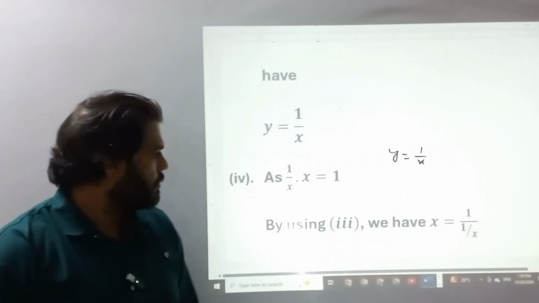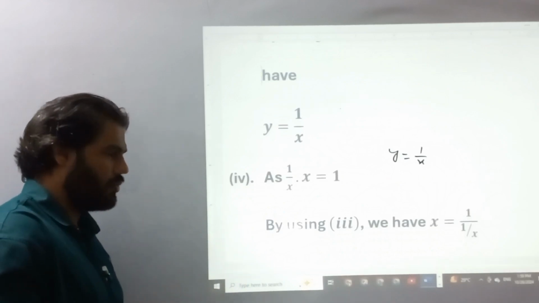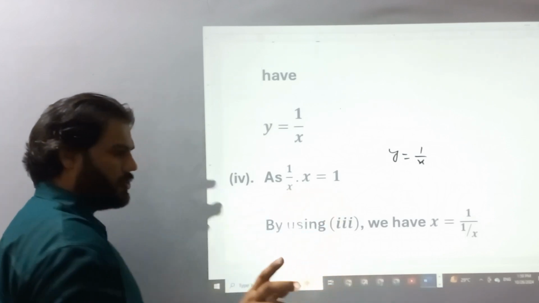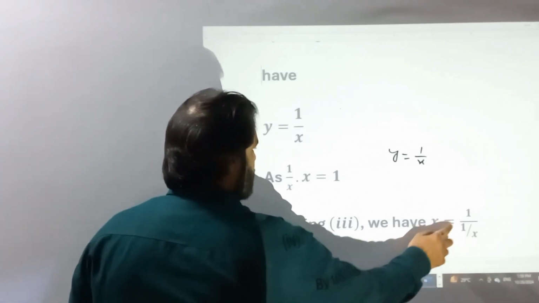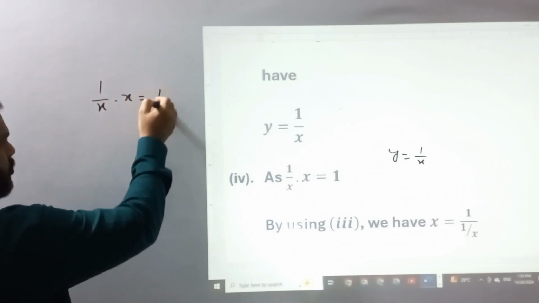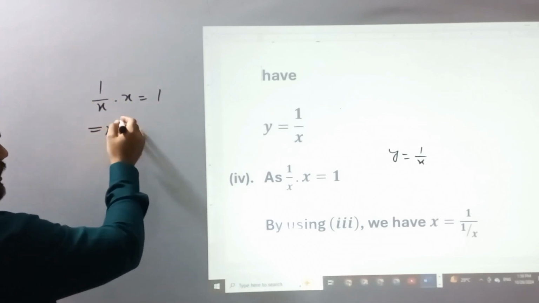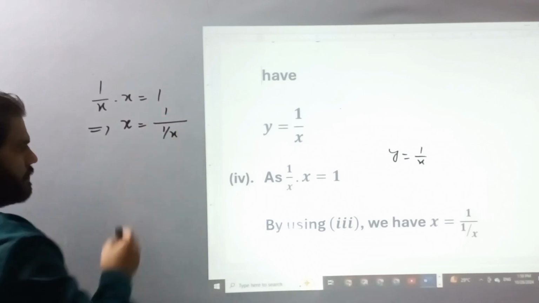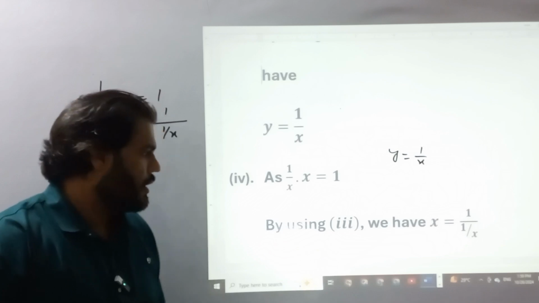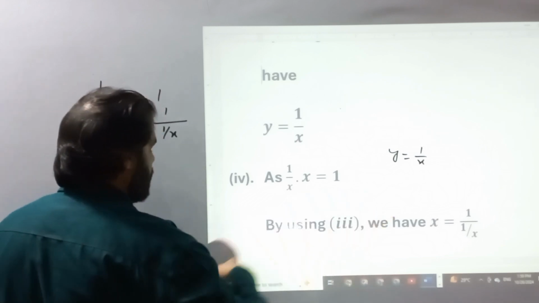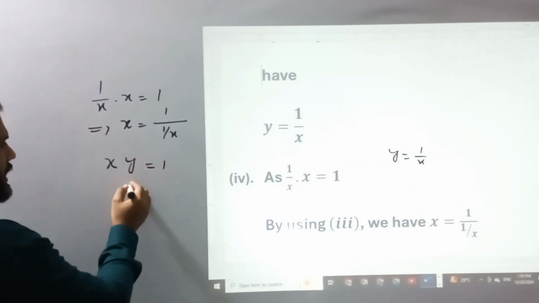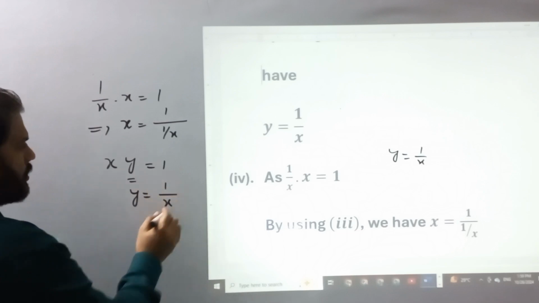In the last property, property number 4, or the fourth axiom, we have to show that if the product of the two numbers is 1, this is possible if the second number is the reciprocal of the first. We have to show that this implies x can be written as 1 over 1 over x. To prove the result, we will use the concept of property 3, that says that if the product of two numbers is 1, then the second number, y, can be written as the reciprocal of the first.